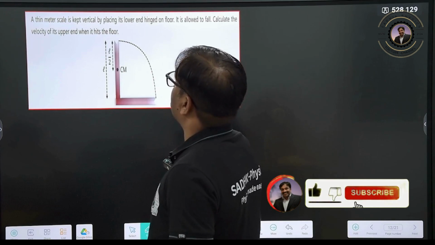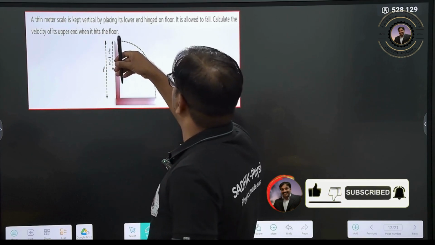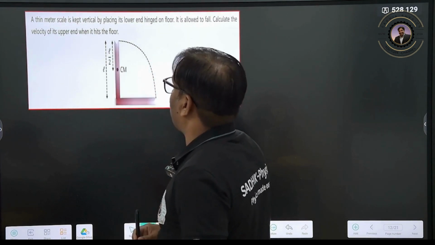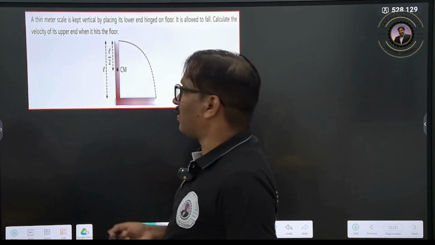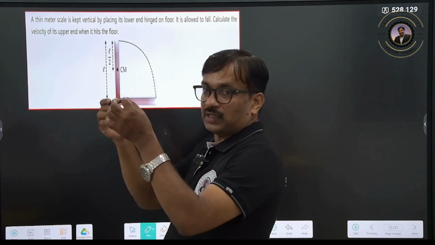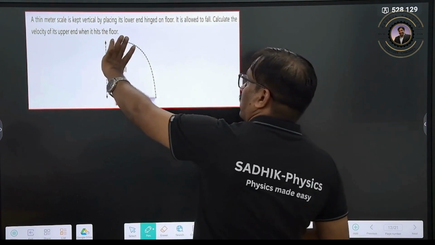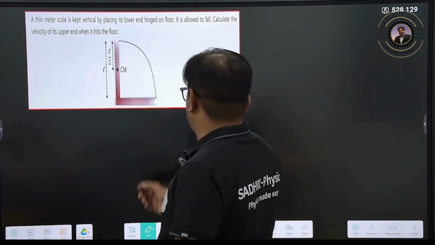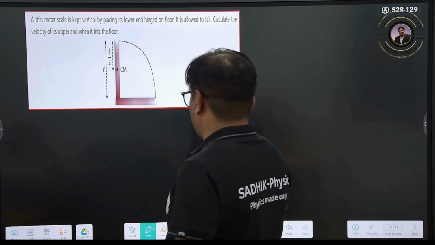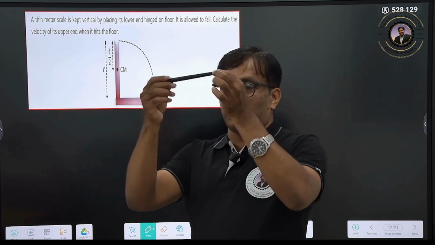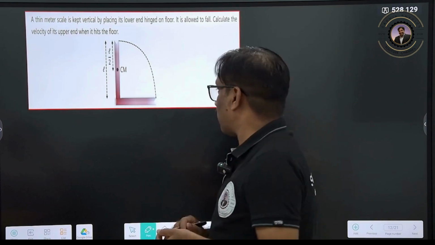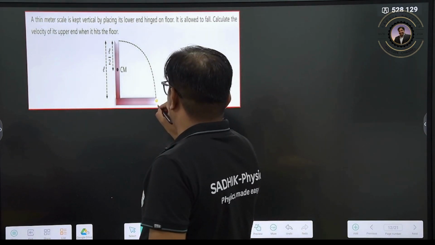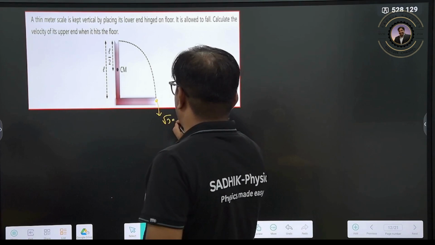Here a thin meter scale is placed and allowed to fall, and we need the velocity of the upper end when it hits. This we already solved. It is being released like this, so the loss of potential energy will be equal to the gain of kinetic energy. Just now we solved this problem, so when you release this, what will be the velocity at this point? We got it as root 3gl, correct? So at this point it will be root 3gl.